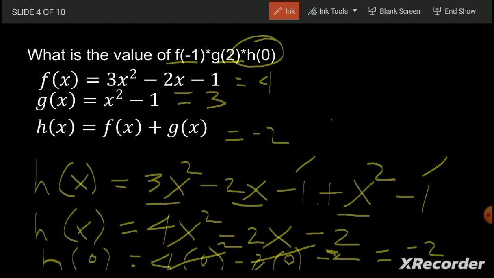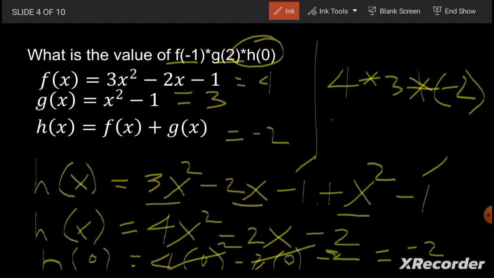Now, from our expression, f of negative 1, which is 4, times g of 2, which is 3, times h of 0, which is negative 2. So we have to multiply these 3, we have negative 24. So the answer in this question is negative 24.